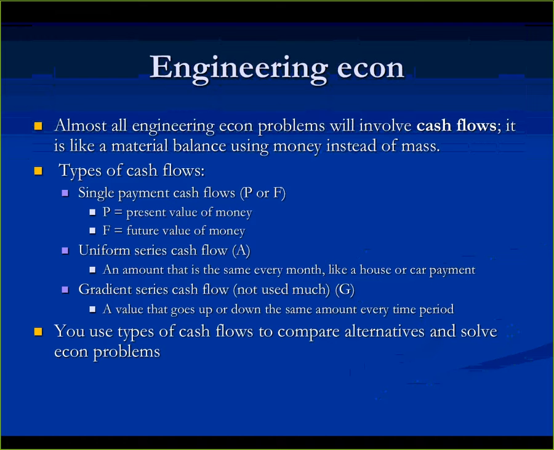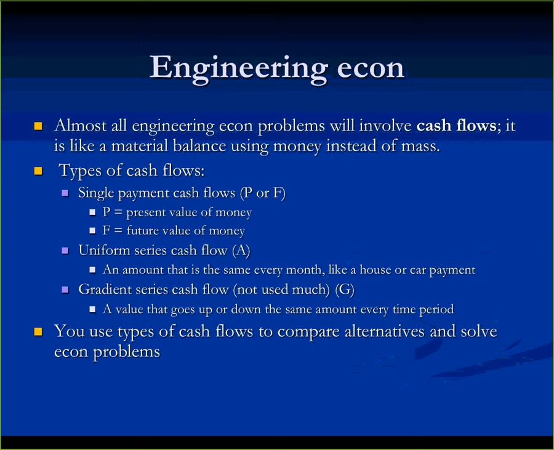Almost all engineering economic problems involve cash flows. That really is just like a material balance. It just uses money instead of mass. And so there are 4 kinds of cash flows. There's a single payment cash flow. So capital P just represents the present value of your money. S is the future value of your money. There's then a uniform series cash flow indicated by a capital A, and that's going to be the amount that's the same every month, for example, a house payment or a car payment.